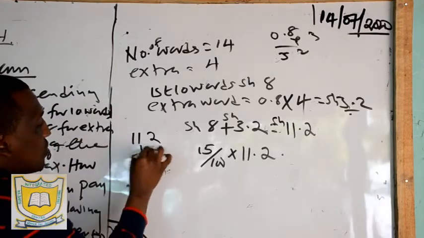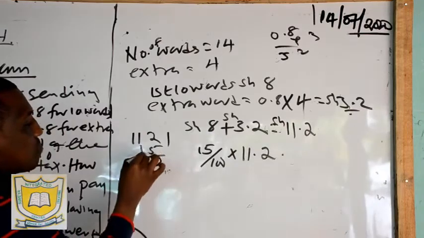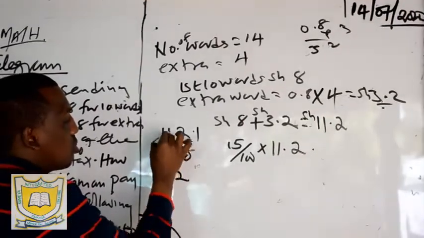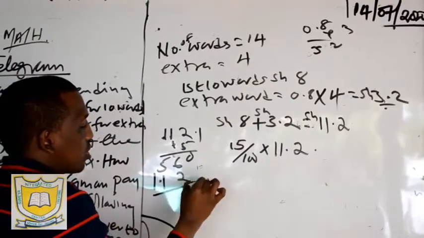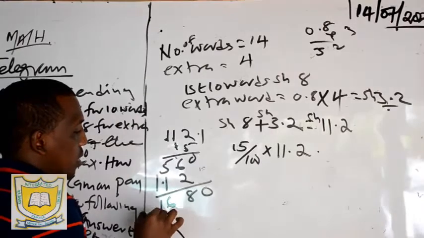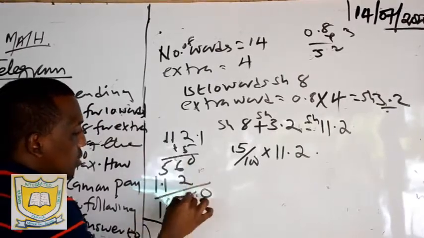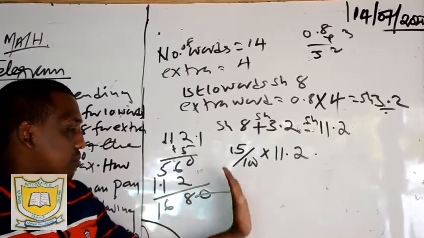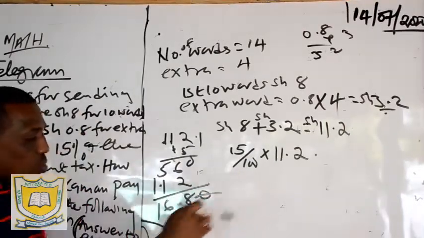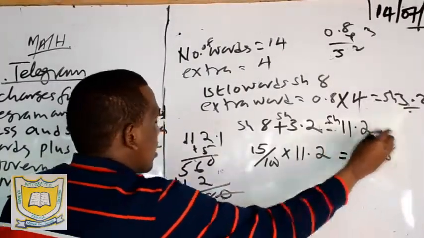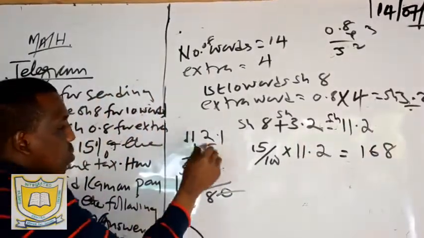11.2 times 15. The decimal point is 1 place; when the 0 and the decimals are on the last side, they go together. So the answer here, you will get 168.